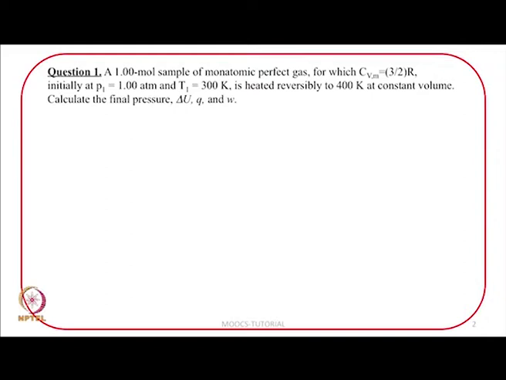A 1 mole sample of monatomic perfect gas for which the constant volume heat capacity is equal to 3 by 2 R, initially at P1 equal to 1 atmosphere and T1 equal to 300 Kelvin, is heated reversibly to 400 Kelvin at constant volume. Calculate the final pressure, change in internal energy, Q and work.